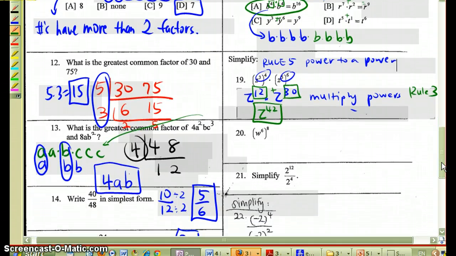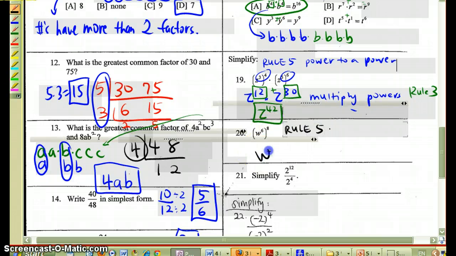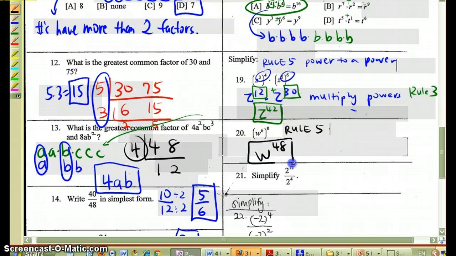Okay, so I needed to apply 2 rules in 19 to get my final answer. In number 20, I'm just going to apply rule number 5. It's a power to a power, so I'm just multiplying the 6 and the 8 to get 48 for my exponent.